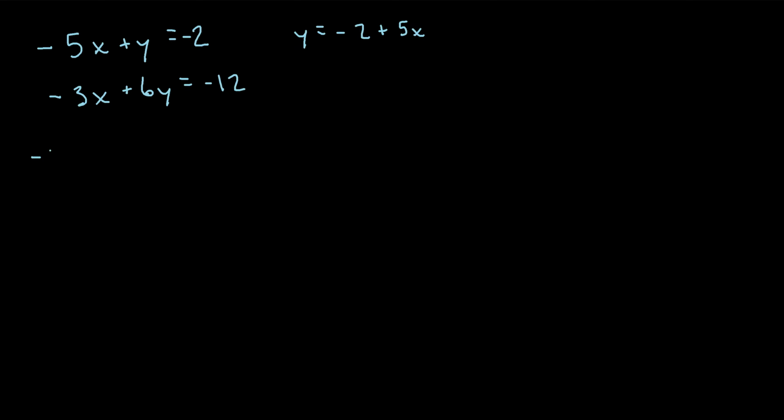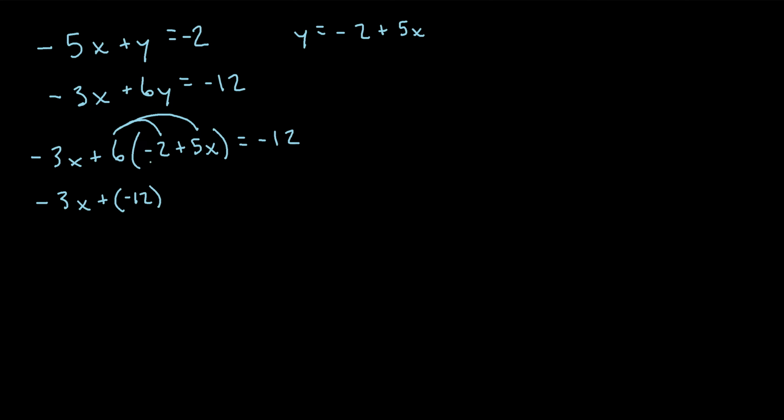So let's do that. So we have negative 3x plus 6 times y. We said y is negative 2 plus 5x. And that's all equal to negative 12. So we get negative 3x plus, we can distribute the 6 into each of these terms in the parentheses. So we get 6 times negative 2, that's a negative 12. And then 6 times 5x, that's plus 30x, is equal to negative 12.